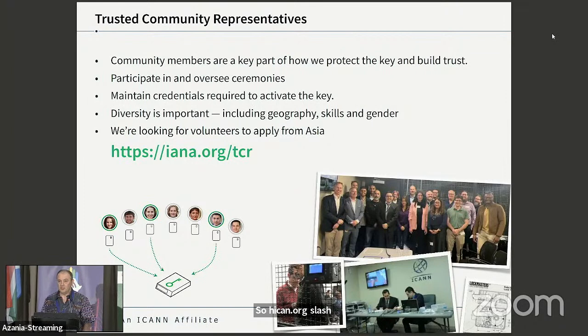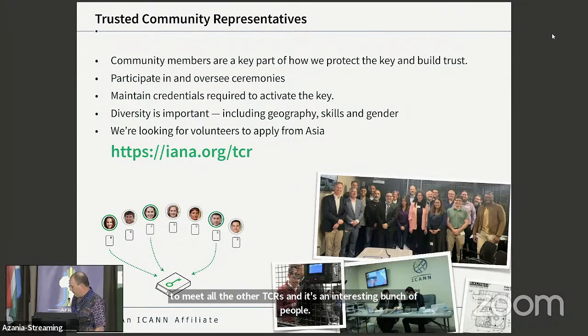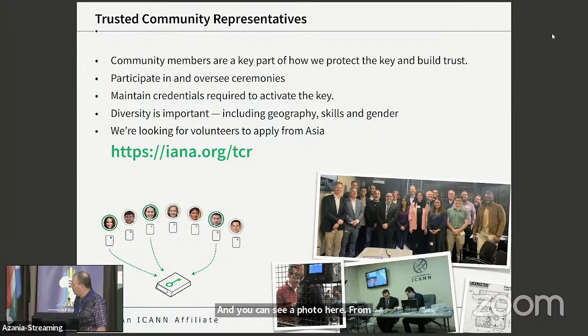ICANN.org/TCR, that's Trusted Community Representative. Think about it. I don't think it's a massive burden. And it's actually interesting. And the best thing is you get to meet all the other TCRs, and it's an interesting bunch of people. And you can see a photo here from a whole bunch of them at a ceremony.